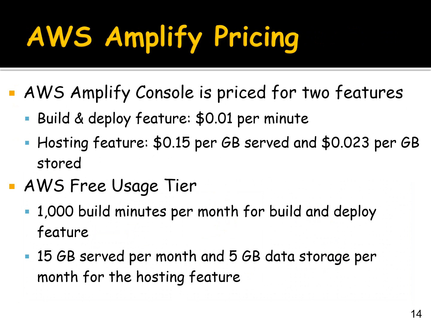Now let's discuss the AWS Amplify pricing. AWS Amplify Console is priced for two features. One is the build and deploy feature, which is $0.01 per minute, and another is the hosting feature, which is $0.15 per GB served and $0.023 per GB stored. AWS also has a free usage tier, which is 1000 build minutes per month for the build and deploy feature, and 15 GB served per month and 5 GB data stored per month for the hosting feature.